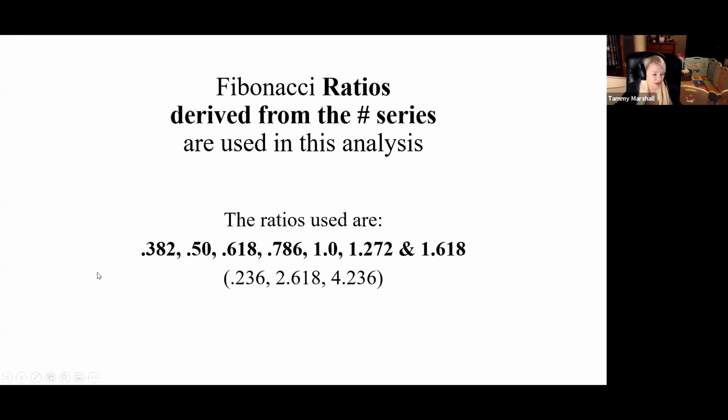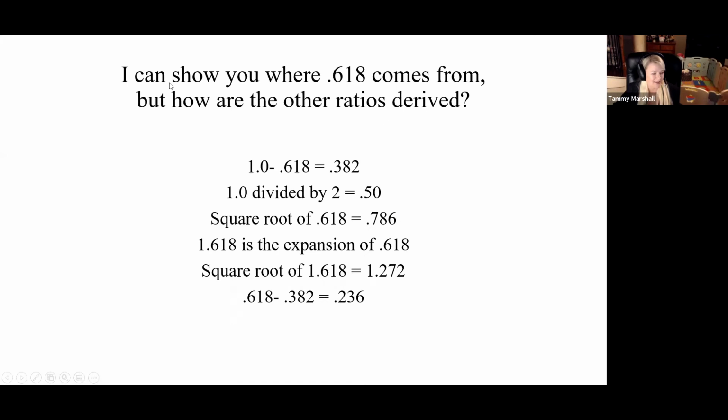The ratios we use are 382, 50%, 618, 786, 1.0, 1272, and 1618. And sometimes we use 236, 2618, and 4236. But don't get bogged down in these numbers because you don't need to know them. All you need to see is what's on our charts because we tell you exactly what your setup is and what to do. I can show you where the ratios come from, but how are the other ratios derived?